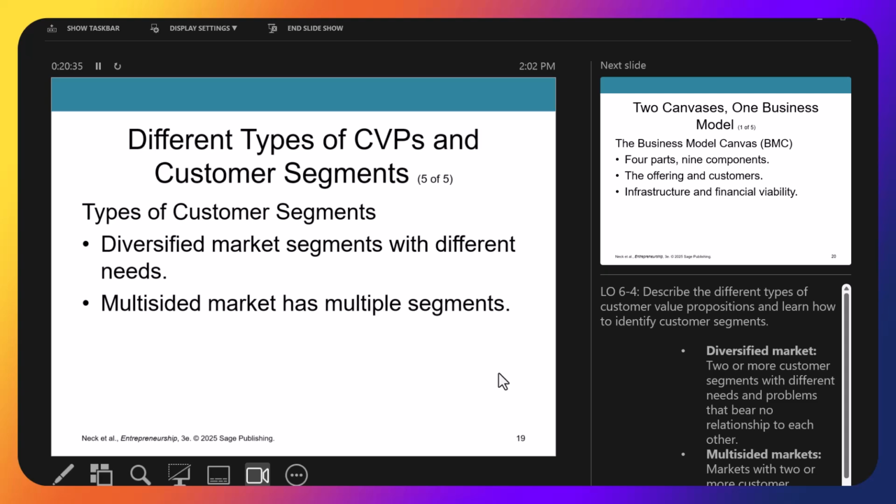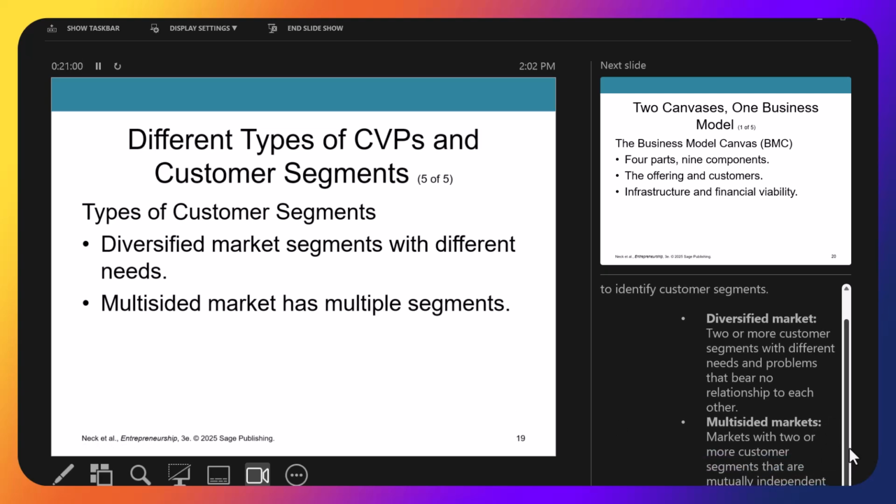And so diversified markets is with different needs. This is when you have two or more customer segments with different needs and problems that are totally unrelated, and you're selling them something. So that could be two totally different segments and two different markets that you're actually selling to. And when we look at the multi-sided market, you have two or more market segments. When you think about that, these are much more inclined to be larger organizations, not brand new startup endeavors.